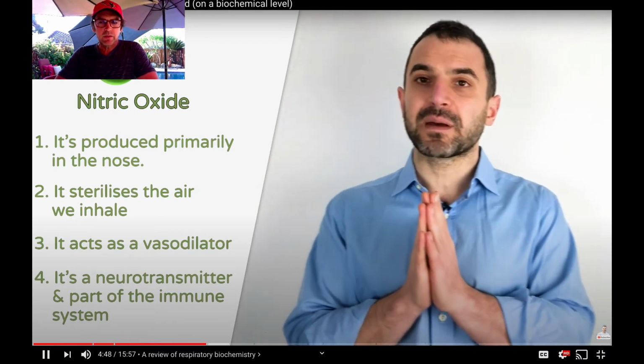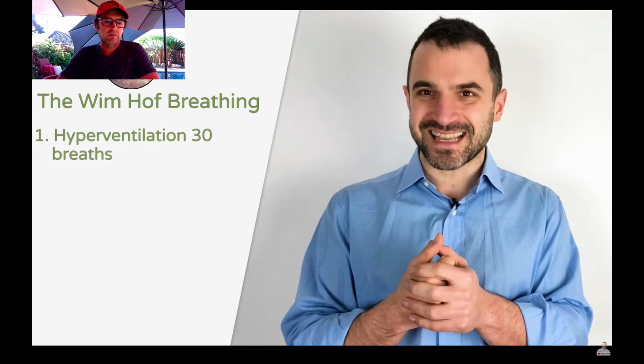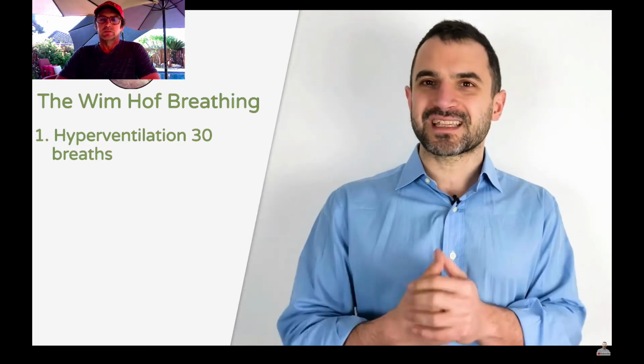Let's now describe the Wim Hof breathing. It has three stages. Stage number one, it is the hyperventilatory stage. We breathe in and out for 30 breaths. Most of the time Wim will describe breathing in and out from the mouth, but a lot of the times it can be in from the nose, out from the mouth. But we definitely take more air than we normally do during this phase.